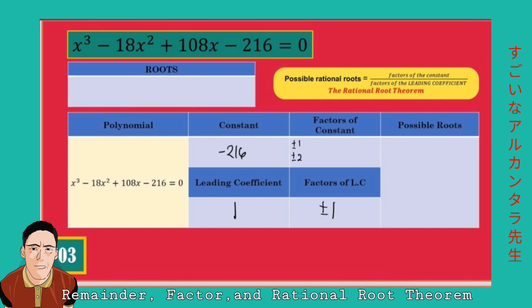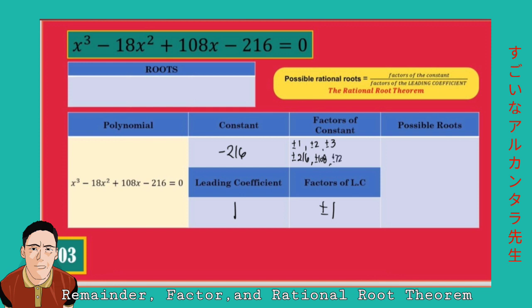Next, anong number next na mababa? After 1 is 2, because 216 is even. So, positive, negative 2. 216 divided by 2 is what? 108. So that's how it works. Next, is 3 possible? Yes, sir. So 216 divided by 3, we're gonna get positive, negative 72.